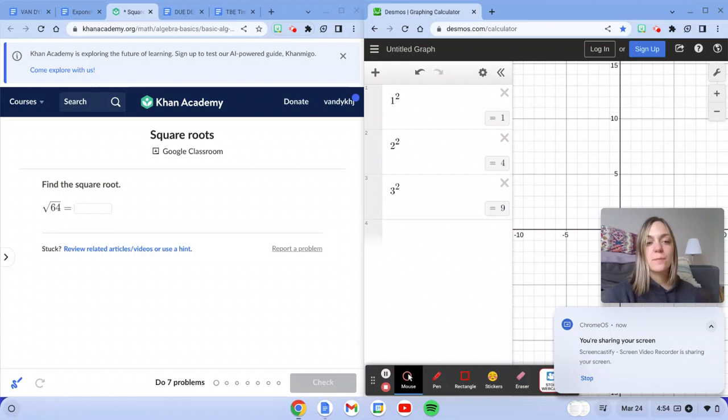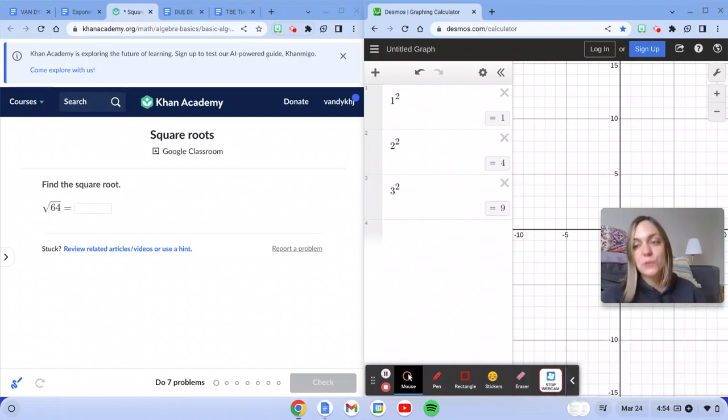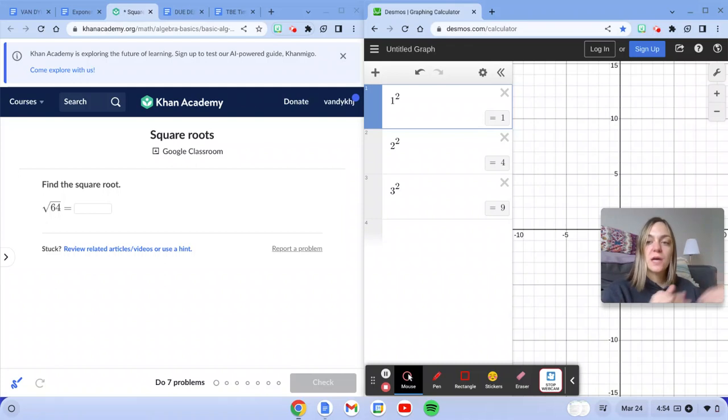Taking the square root of a number is the opposite of squaring a number. So for example, 1 squared, 1 times 1 is 1. 2 squared, 2 times 2 is 4. 3 squared, 3 times 3 is 9, and so on. So this is squaring a number.